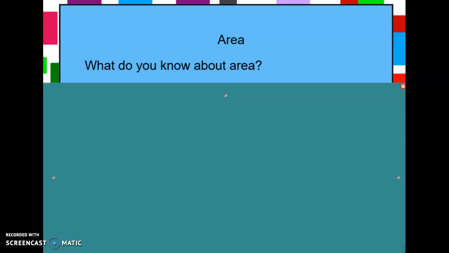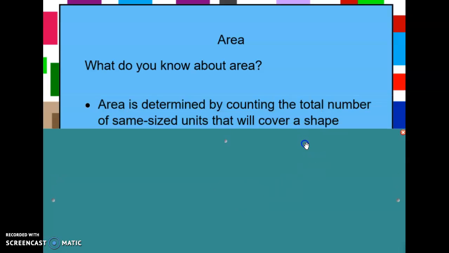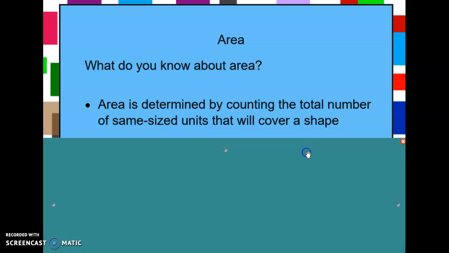When we're talking about measurement, we learned about measuring perimeter of rectangles. Now we're talking about measuring the area of a rectangle. So what do you know about area? Let's see if this is part of what you remember. The area is determined by counting the total number of same-sized units that will cover a shape. That's how we determine area.